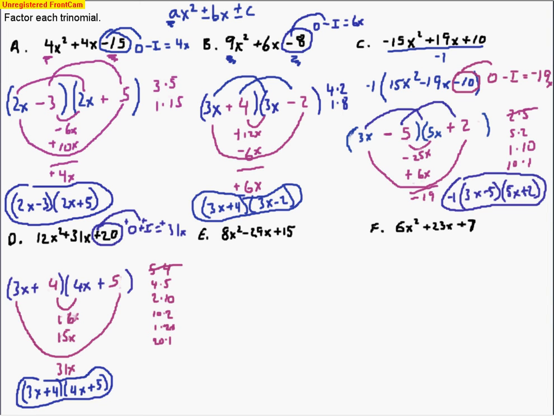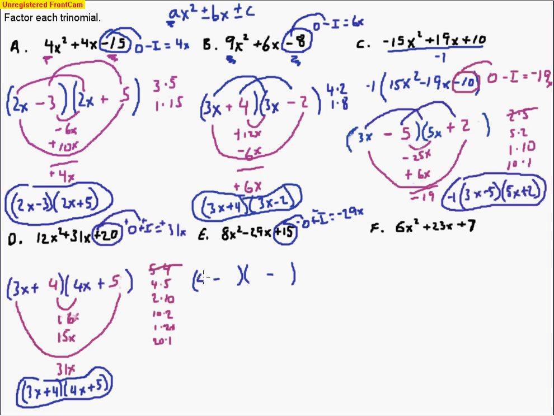Here we have 8x squared minus 29x plus 15. The first thing I'm looking at is that last sign, and since it's positive, it tells me outer and inner are adding together, and they're this time going to make a negative 29x, so that tells me both signs are negative. So we'll start by drawing the two sets of parentheses. We'll put in the minus signs, and we now know the outside and inside terms are adding to make 29.